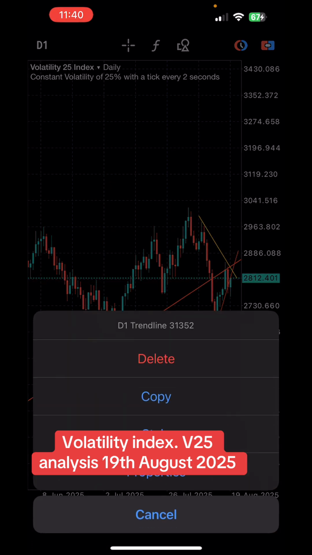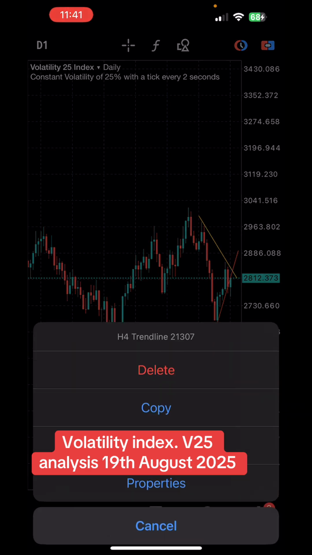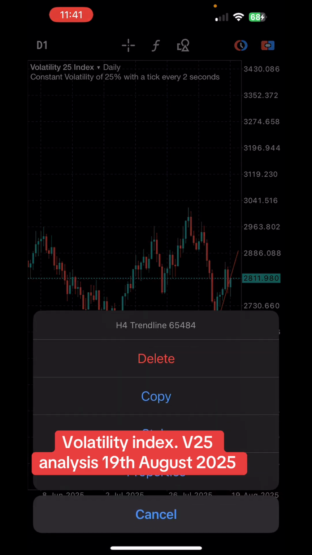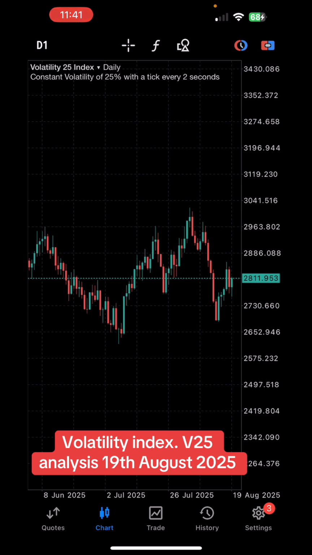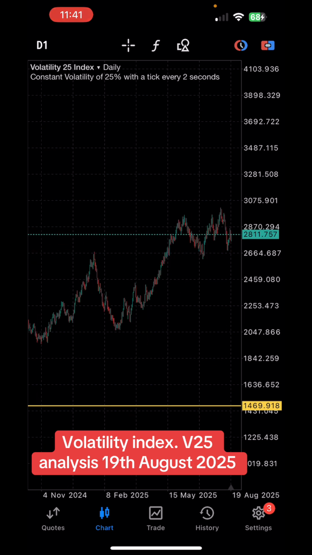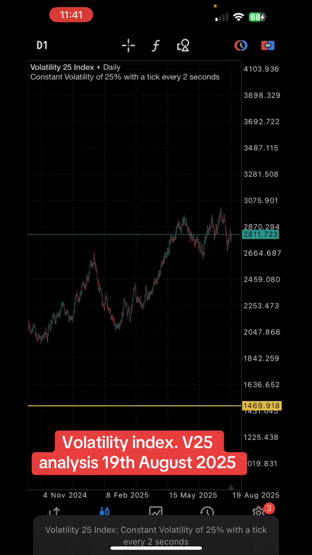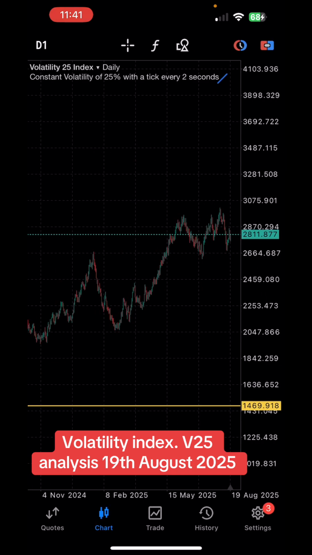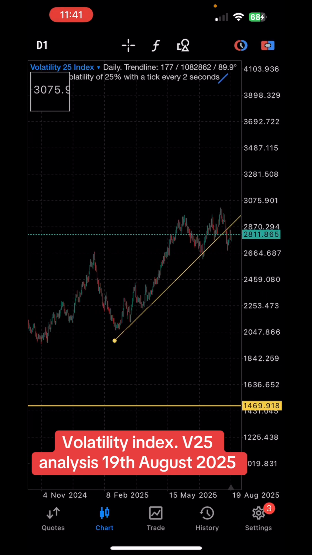The first thing you want to do is to go to a higher time frame, like the 1 day time frame, the daily time frame. All right, so this is the daily time frame right now. You can see it's very plain. So I'm going to draw a trend line. The trend line helps me to know the direction of the market.